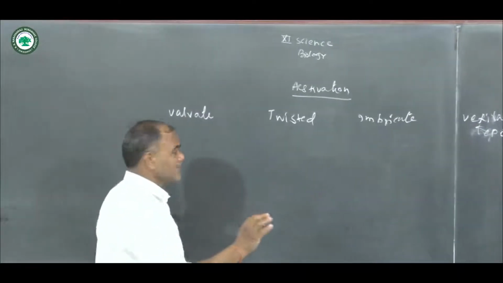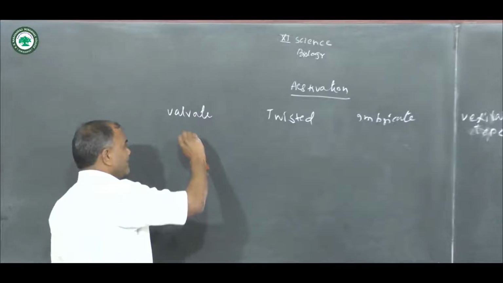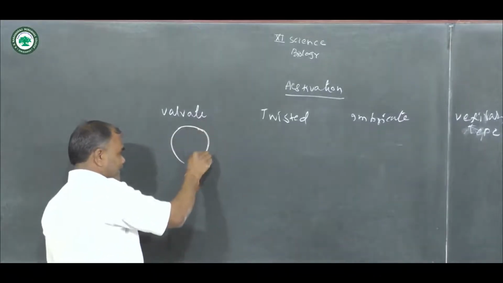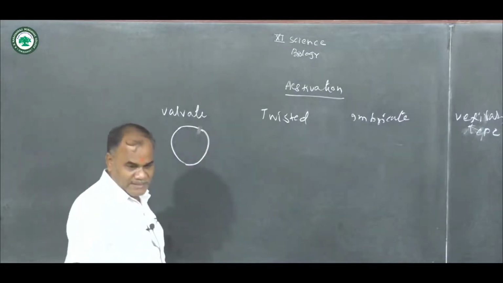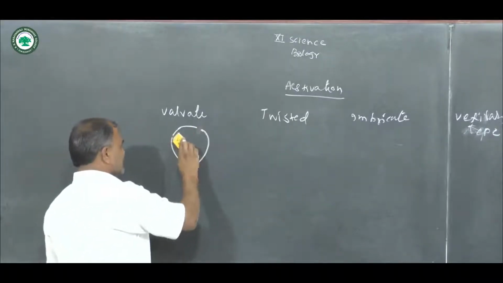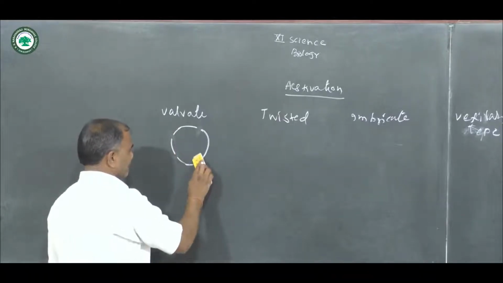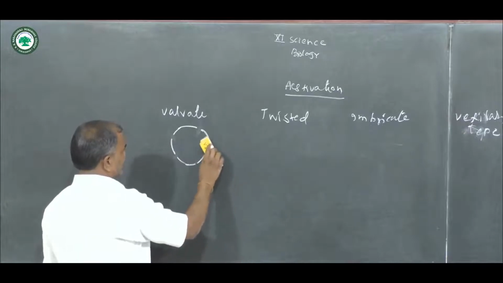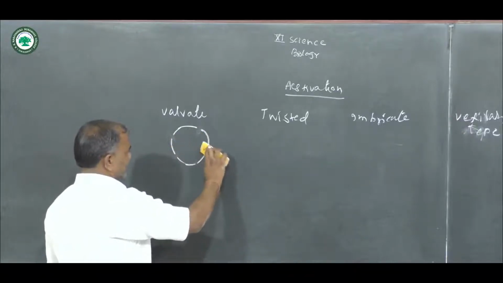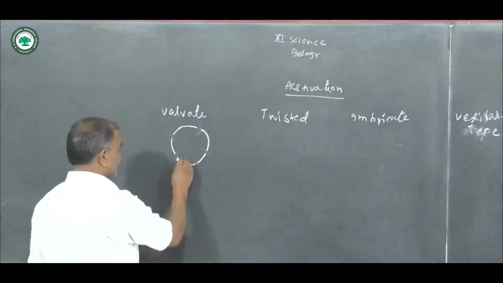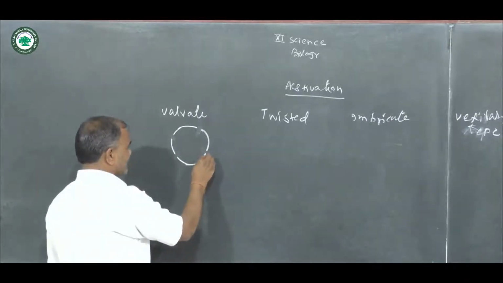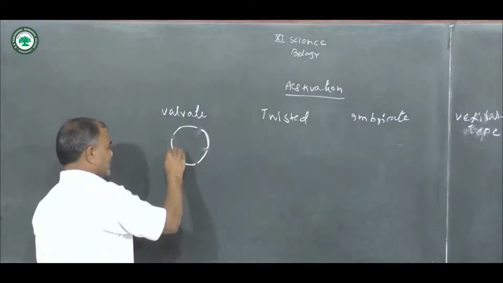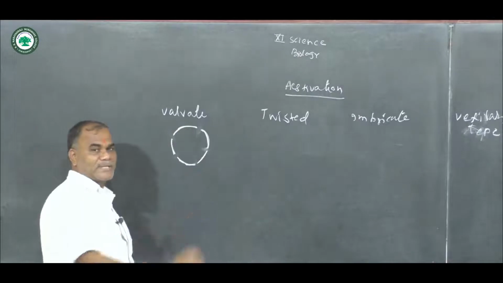So what is the valvate type of aestivation? Within some flowers, the flowers are pentamerous: 1, 2, 3, 4, 5. Here are the five sepals as well as petals. These are the first, second, third, fourth, and fifth.